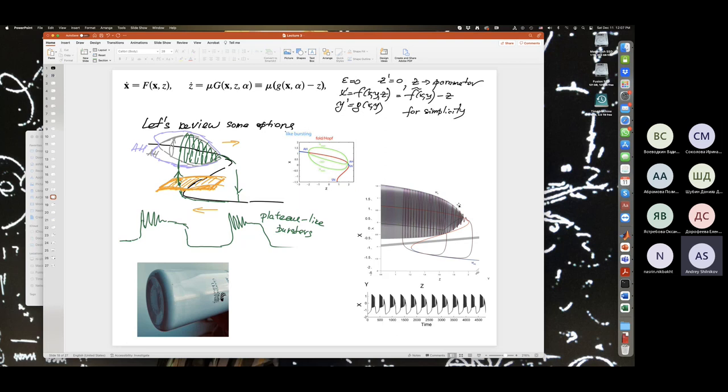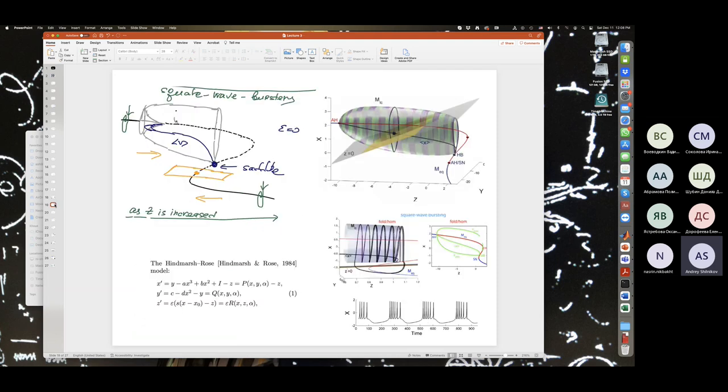Basically, it shows you how these phenomenological ideas can be translated. I mean, not translated. Nobody planned to do that. Hindmarsh and Rose tried to create a model of an endogenous burster, and in one configuration, it's going to look like this. So it's going to give you oscillations that look like plateau-like oscillations. I mean, life is a little bit more complex, but we'll talk about this later.